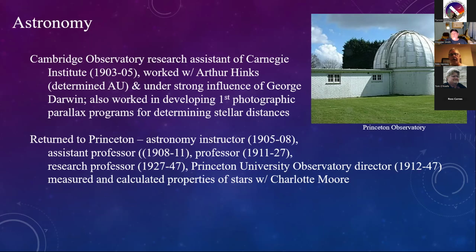Shortly thereafter, after 2 years, he returns back to Princeton and becomes an astronomy instructor. And for the most part, he is at Princeton the rest of his professional life. One of the reasons why he was buried in the Princeton cemetery is that he is so attached to the school, both professionally and academically. He becomes an assistant professor 3 years after he's an instructor, and a full professor by 1911. So he's worked at Princeton all of 6 years at this point.